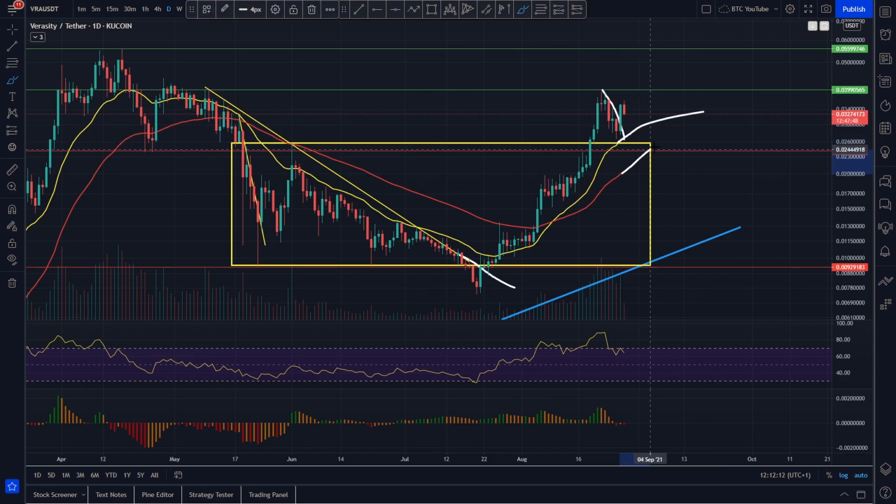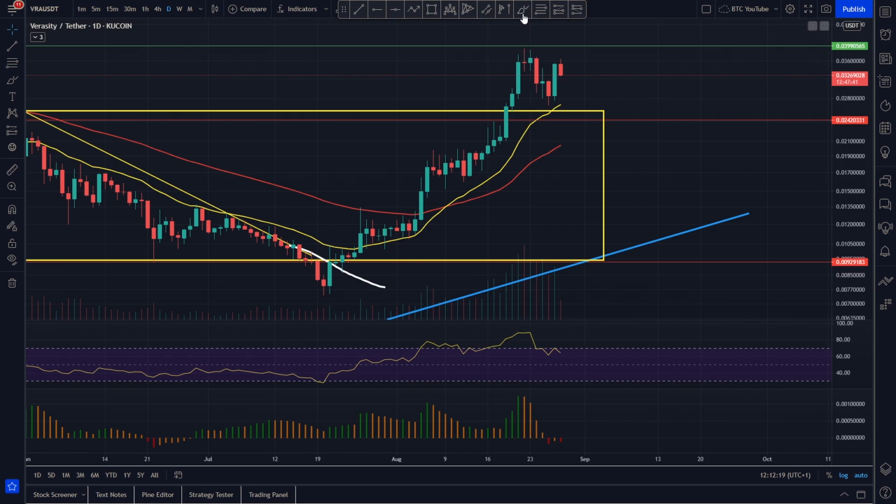And a lot of cryptos over the past few days have been finding support on that 20 moving average. It looks as though Verasity is doing something fairly similar here, although it hasn't touched it. It does seem as though our 20 moving average is coming up like this. We haven't even come back down and tested it as support yet, which just shows how much strength Verasity actually has.